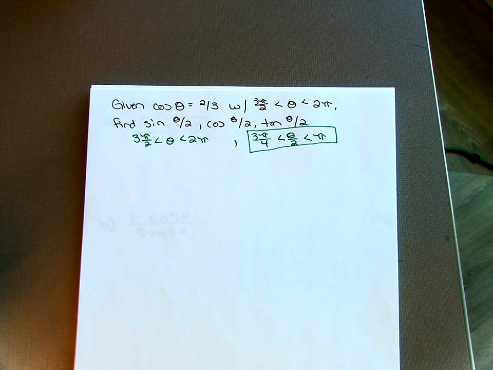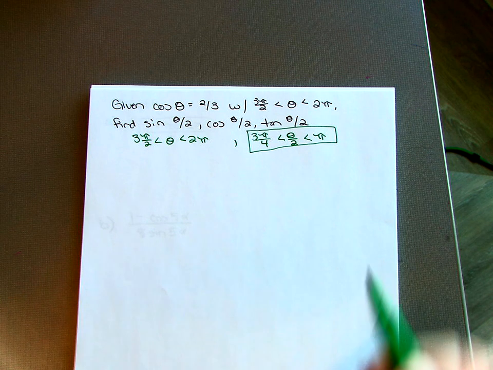And that takes us out of quadrant 4 and puts us into which quadrant? If we're thinking about 3 pi over 4 to pi, that takes us to quadrant 2, doesn't it? Quadrant 2 lies between pi over 2 and pi. So this is taking us to quadrant 2.